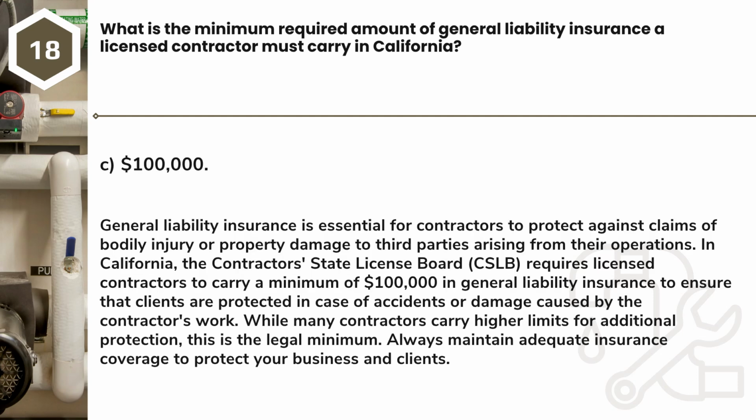Answer: C. $100,000. General liability insurance is essential for contractors to protect against claims of bodily injury or property damage to third parties arising from their operations. In California, the Contractors State License Board, CSLB, requires licensed contractors to carry a minimum of $100,000 in general liability insurance to ensure that clients are protected in case of accidents or damage caused by the contractor's work.